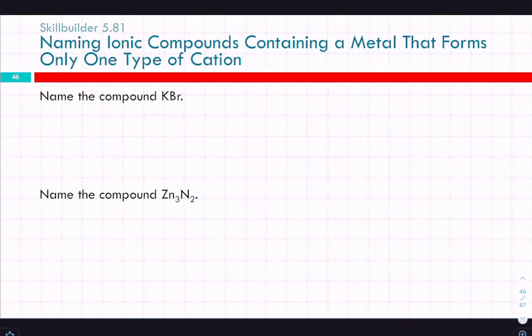So how would we name this compound? KBr. Yep. So potassium. And if you want, you can write the name of the anion out first. So bromine. And then we're changing the ending of that to -ide. So it becomes potassium bromide. And then why don't we need Roman numerals?